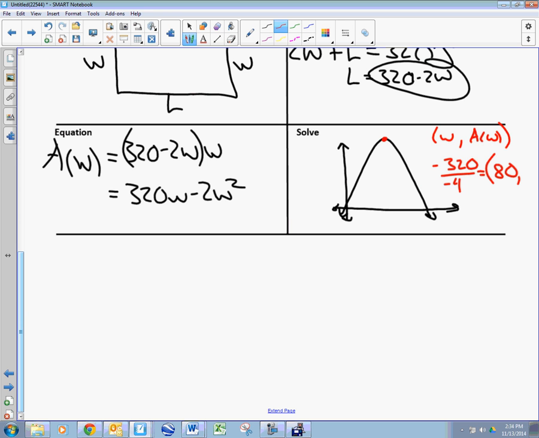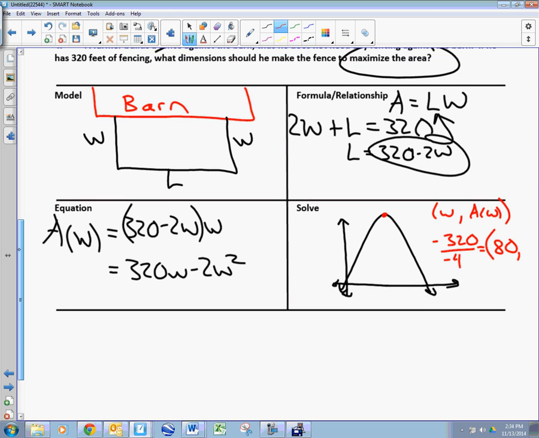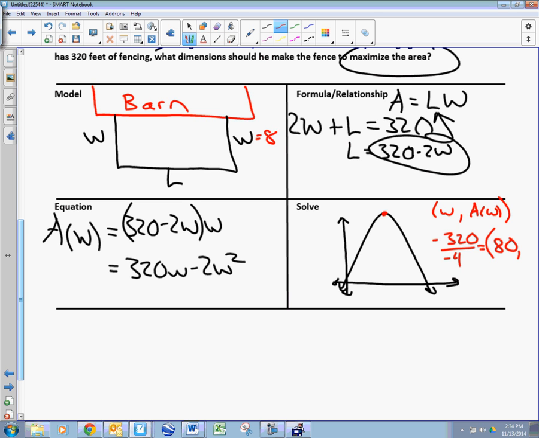Good try, not quite. So I came up with 80. What does that mean? Interpret the problem. What did I find? That's my width. I set it up to be my width. What is the question asking? Is it asking for the area or the dimensions? So if I plugged 80 back into here, I would get the area, but I'm not looking for that. Plug it back into here, and it will give me the length.